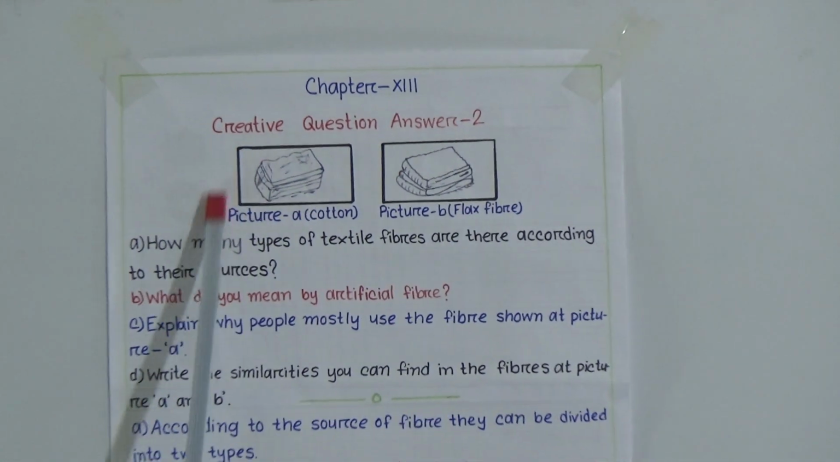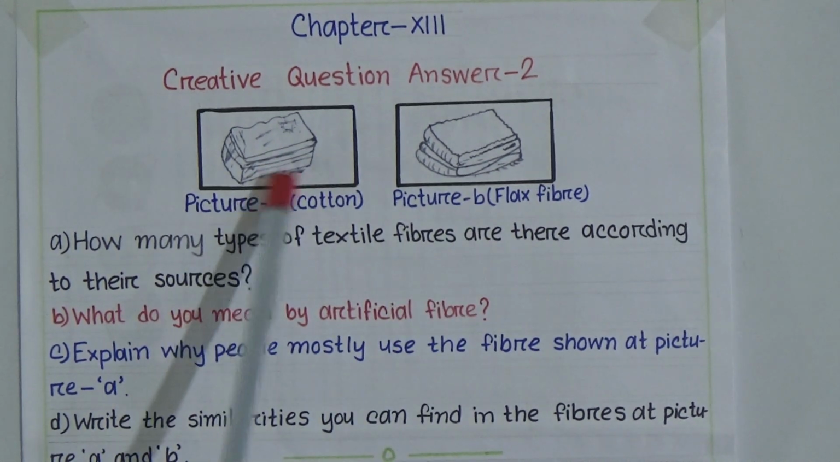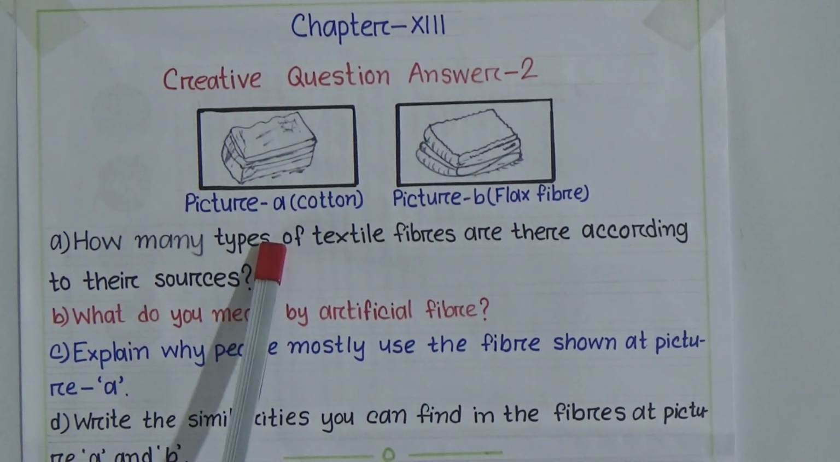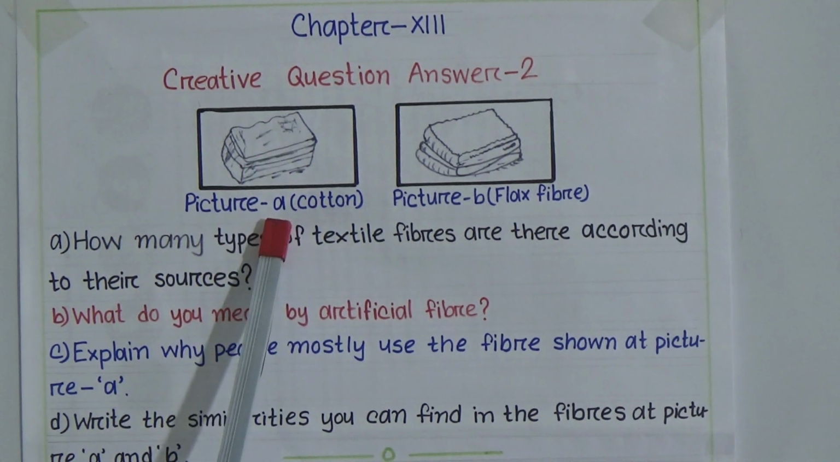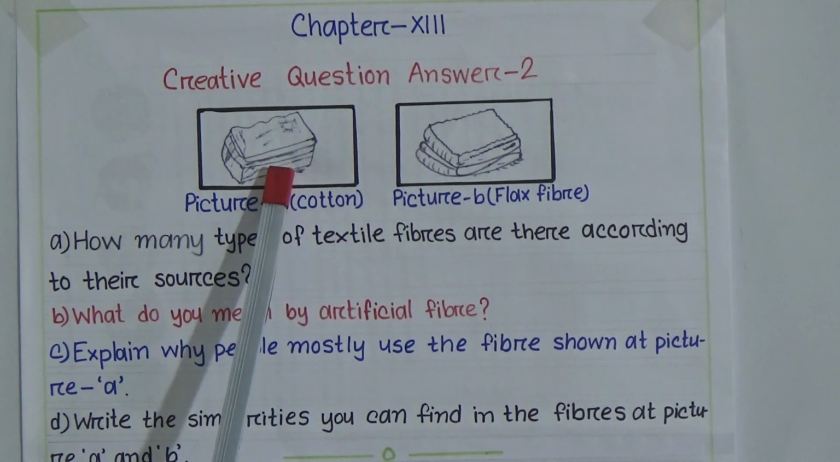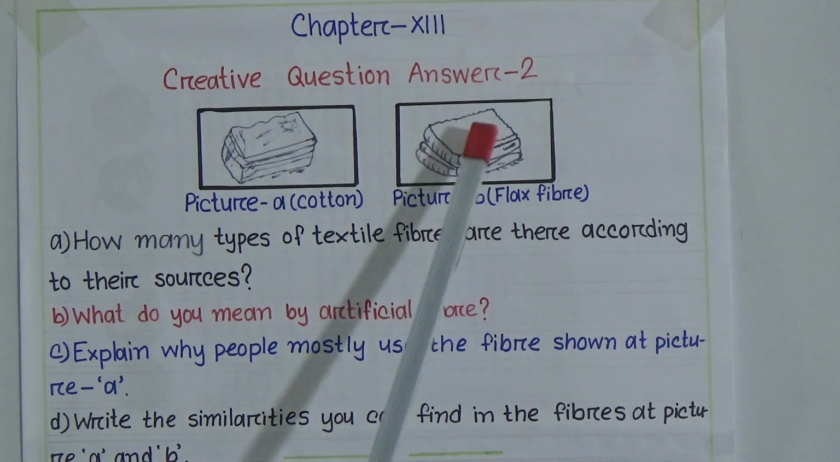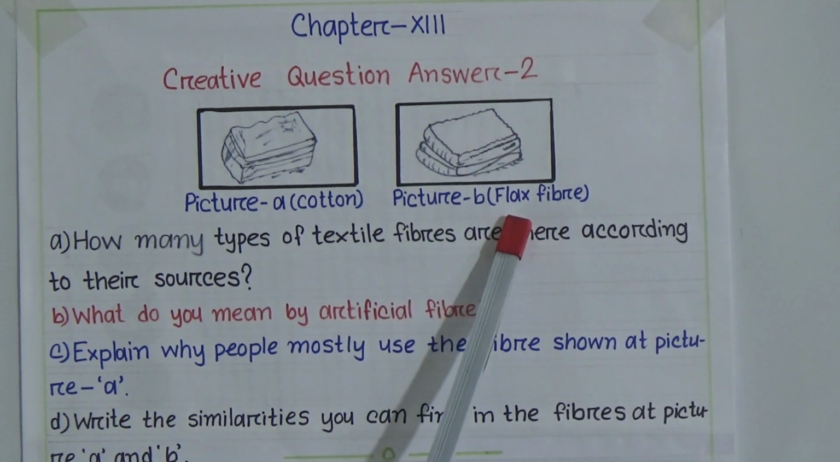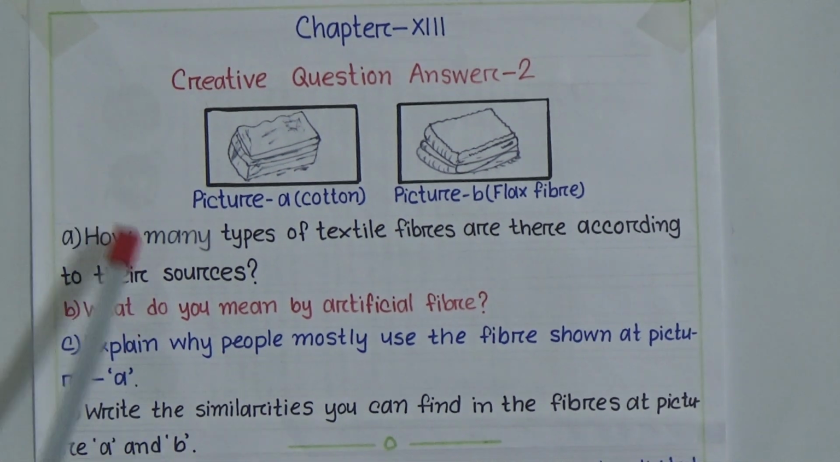Students, here is our stem, and the stem shows pictures. In the first picture, that means in picture A, we find cotton cloth, and in picture B, this is the picture of flax fiber. Okay, now you have to give answers to these questions.